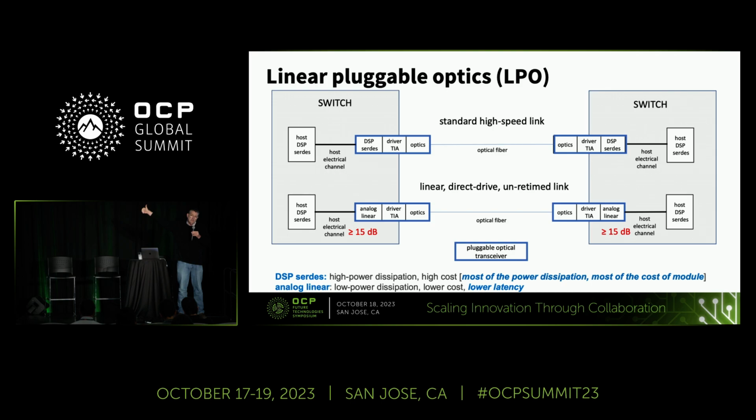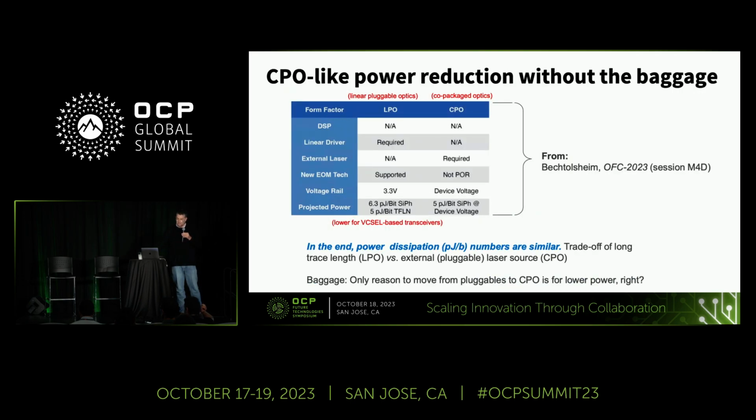So what this buys you is a lot. You get rid of the SerDes, that's cost. The SerDes is one of the highest cost components in an optical transceiver. You get rid of the power of the SerDes. And finally, there's even a bonus, you get rid of the latency that the DSP causes. And what you get is a CPO-like power reduction without the baggage.